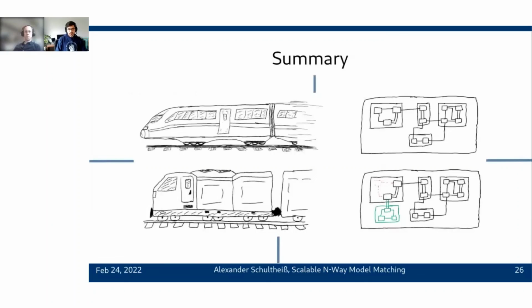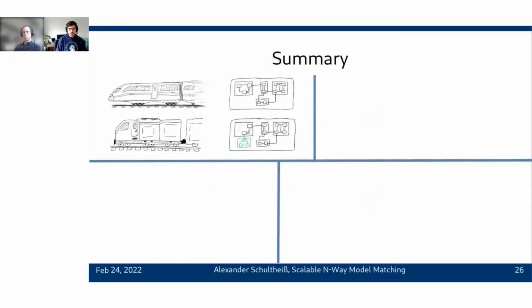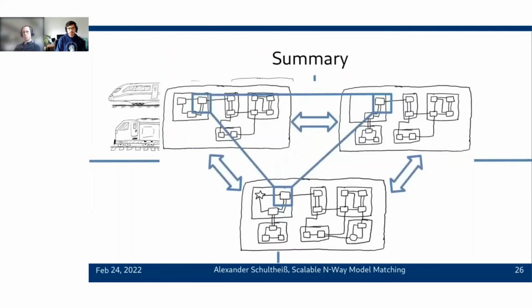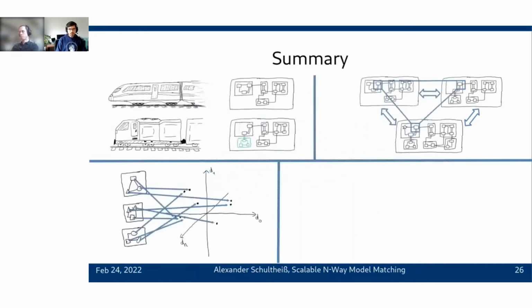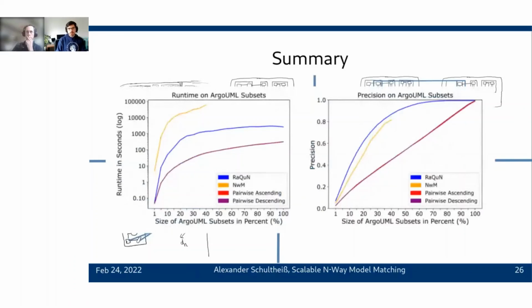So in summary, we consider domains in which model-driven development is applied and multiple variants of a model exist. We propose a scalable n-way model matcher, Raccoon, as a solution to model matching in these domains. Raccoon is scalable because it applies a nearest neighbor search in an n-dimensional space to reduce the number of required comparisons during the matching phase. And our empirical evaluations show that Raccoon does scale for large model sizes and achieves higher precision and recall than the other matchers.